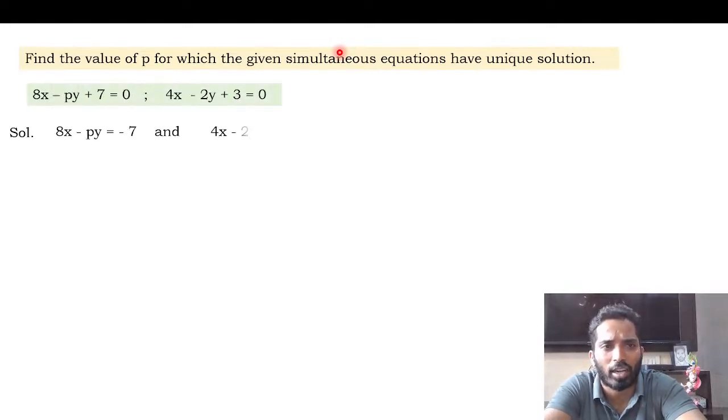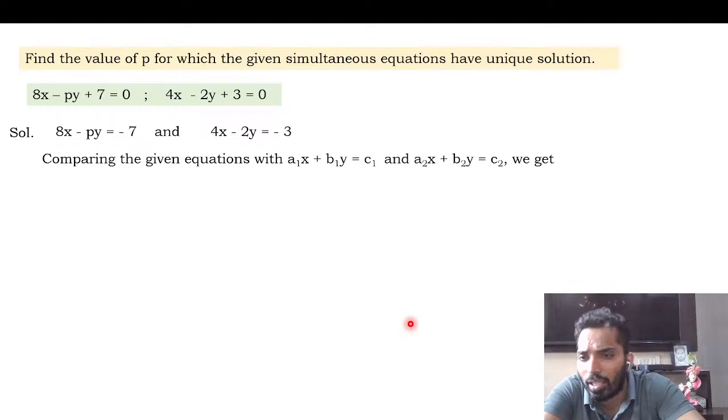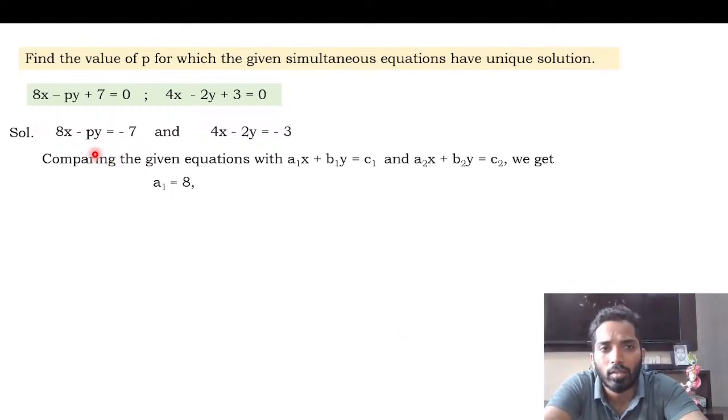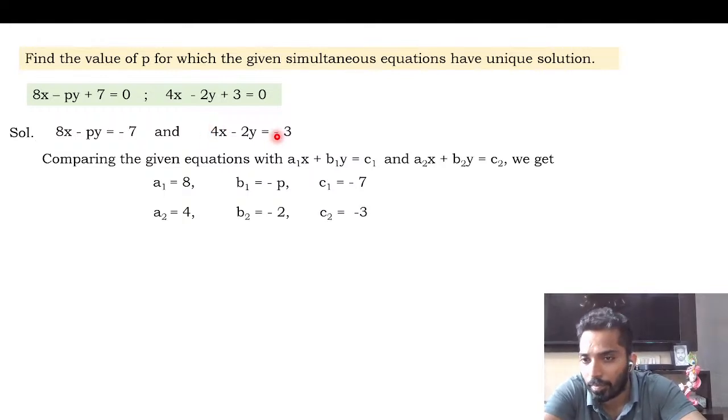ये पहला इक्वेशन स्टैंडर्ड फॉर्म में है, सेकंड इक्वेशन भी स्टैंडर्ड फॉर्म में है, क्योंकि इक्वल आएगा ही नहीं ना. ओके, A1 is 8, B1 is -P, C1 is -7, A2 is 4, B2 is -2 and C2 is -3.